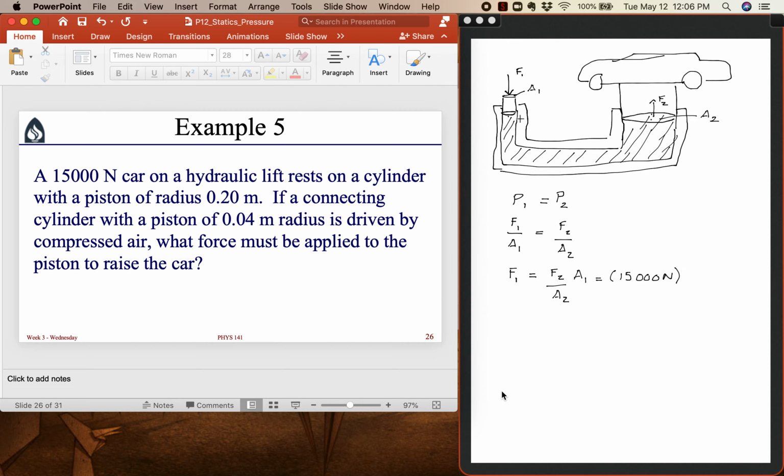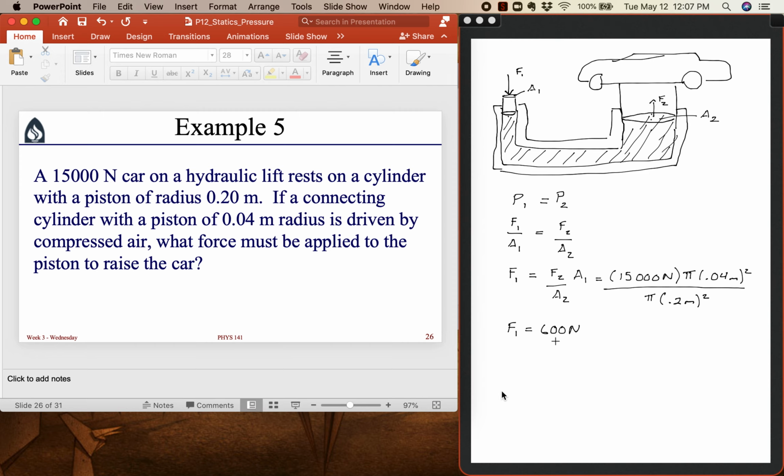A1 is the area of piston 1. Since that's a circle, that's going to be pi r squared. So that's pi times the radius, which is 0.04 meters squared, divided by A2, and that's pi times the radius of the big cylinder, which is 0.2 meters, and then that also gets squared. So F1 is going to be equal to 600 newtons. So as long as we apply a force that's greater than 600 newtons, we will be able to lift this 15,000 newton car.